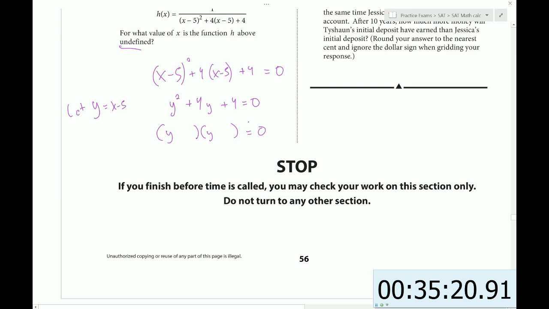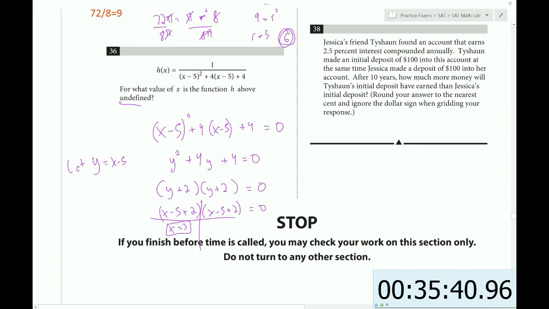So same sign, positive, and the numbers would be 2 and 2. And then we could substitute back in. So x minus 5 plus 2 and x minus 5 plus 2. So we can then set it up. And of course, x minus 5 plus 2 is x minus 3. So that would mean x would equal 3.